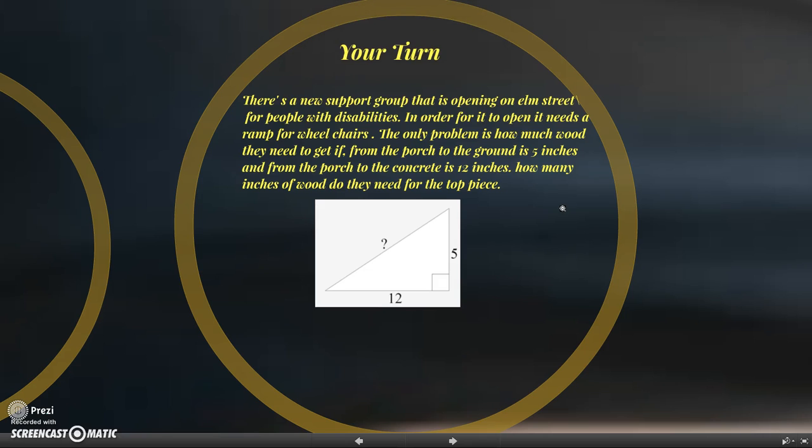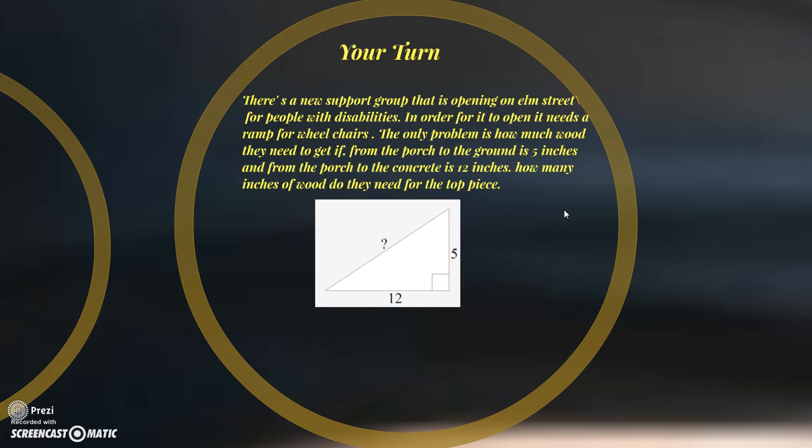There's a new support group that is opening on Elm Street for people with disabilities. In order for it to open, it needs a ramp for wheelchairs. The only problem is how much wood they need to get if from the porch to the ground is 5 inches and from the porch to the concrete is 12 inches. How many inches of wood do they need for the top piece? Pause the video if you need to work it out.